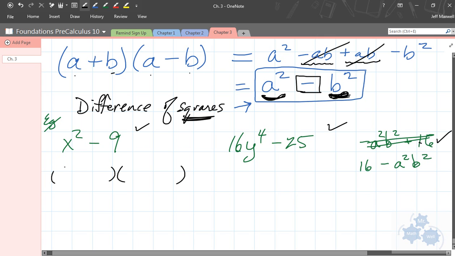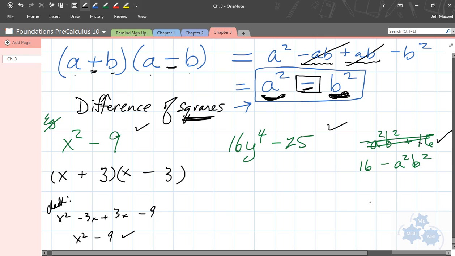What's the square root of x squared? x. What's the square root of 9? 3. It's a difference, and that comes from a plus times a minus. So let's make one plus and one minus. And you're done. That's factored. The check looks like this. x squared minus 3x plus 3x minus 9, which is x squared minus 9. Checks out.